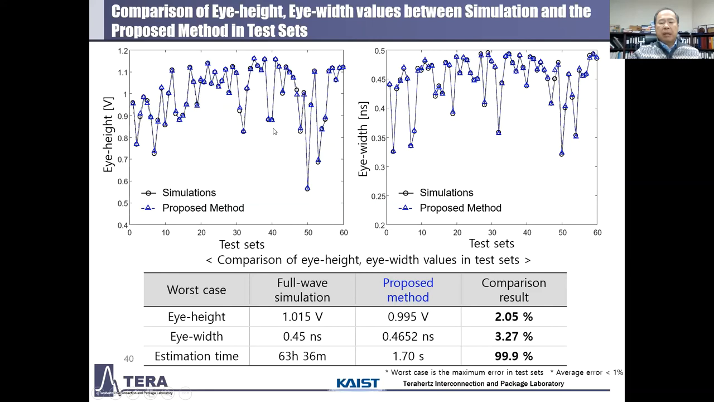So it shows very good accuracy and efficiency of the artificial intelligence machine learning method for estimation of the eye diagram, as I mentioned. For this full simulation of 460 data sets, it takes 63 hours of estimation time, but our proposed method takes just 1.7 seconds. So the time cannot be compared between the two, and the estimated error range is less than 3%. So it's a really good demonstration of the efficiency of machine learning.